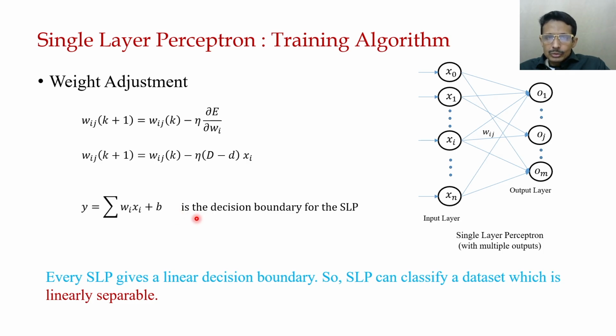Okay, so this is the decision boundary of the SLP. One of the most important things is that the single layer perceptron basically gives a linear decision boundary. So the single layer perceptron can classify a data set which is linearly separable, and that is the most important thing to understand. Okay, so this is the way we do the training of SLP.